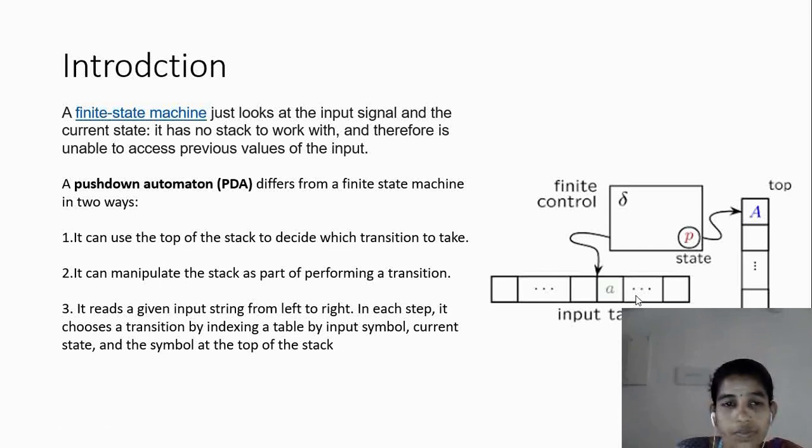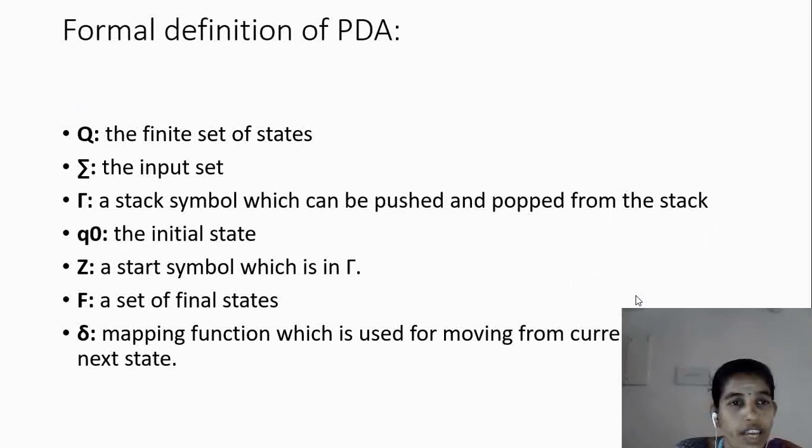These three things decide which transition to take next. Here I formally define the parameters needed to design the pushdown automata. The first is a finite set of states Q, then the input alphabet sigma, then the stack symbols that will be pushed and popped from the stack, then the starting state Q0, the starting symbol of your stack, the set of final states F, and then the transition function.